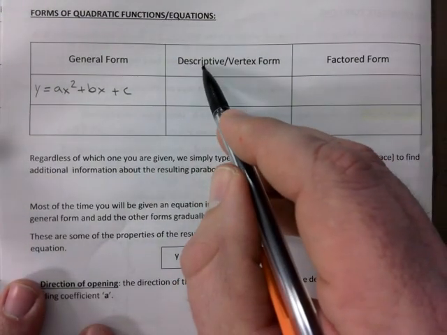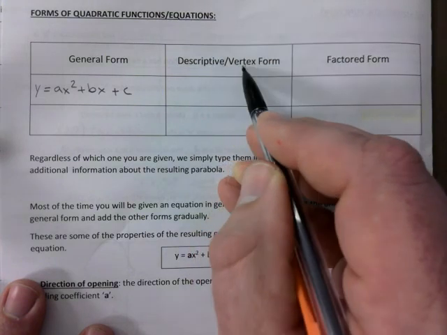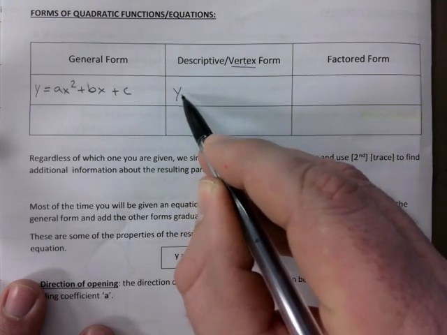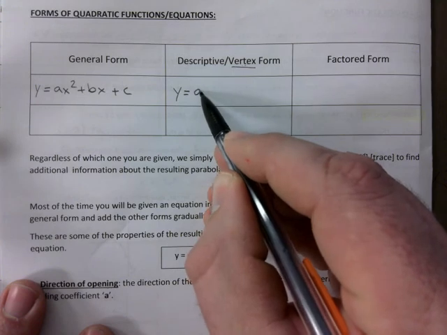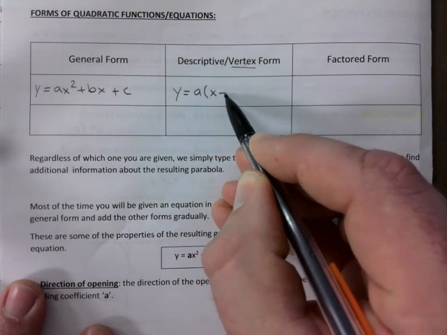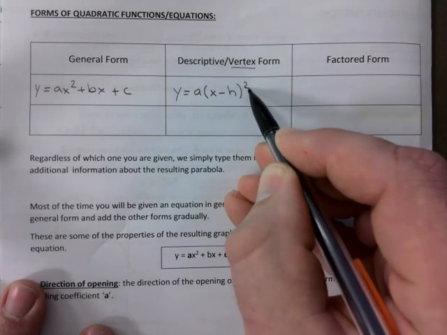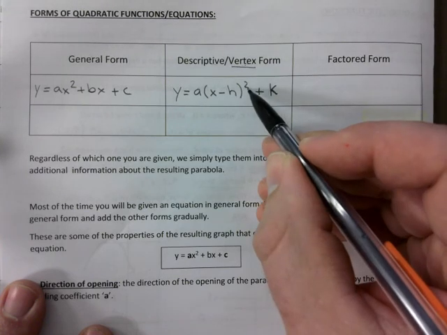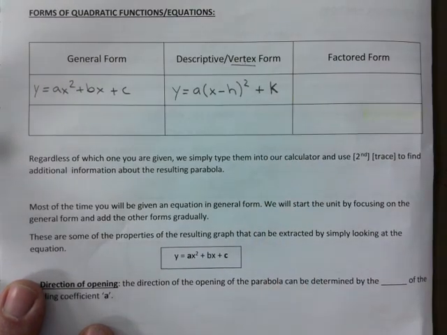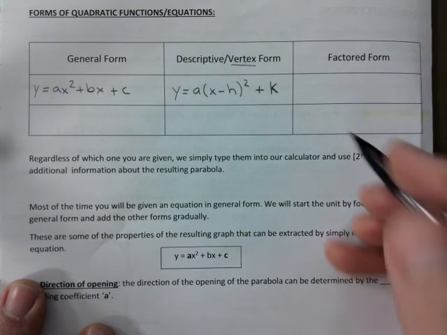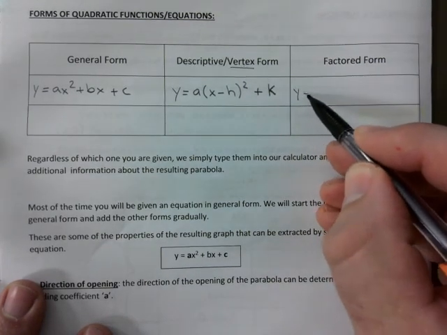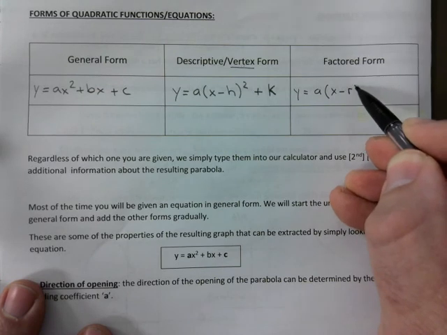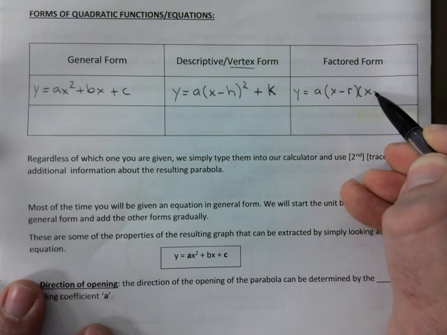Then you have the descriptive or the vertex form. They mean the same thing, but the vertex form will give you the vertex, right? So this is how that one shows up in general. So watch, it has the bracket and the square on top there. There has to be a square somewhere for it to work out. And the factored form is a, and then it would be x minus r, x minus s.